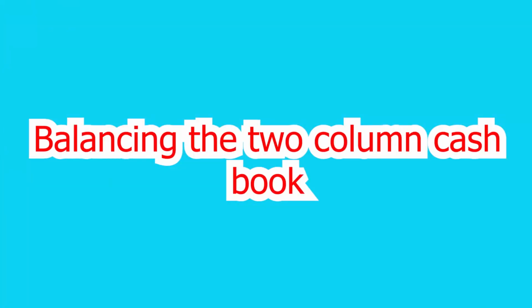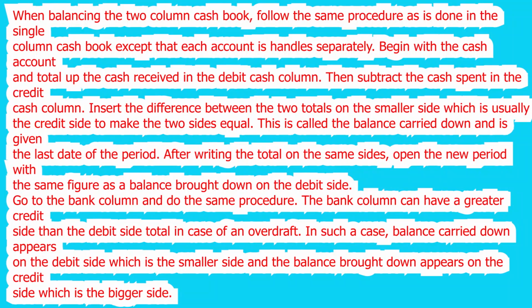Then let us now look at balancing the two-column cash book. When balancing the two-column cash book, follow the same procedure as is done in a single-column cash book, except that each account is handled separately. Begin with the cash account and total up the cash received in the debit cash column. Then subtract the cash spent in the credit cash column. Insert the difference between the two totals on the smaller side, which is usually the credit side, to make the two sides equal. This is called balance carried down, and it is given the last date of the period.